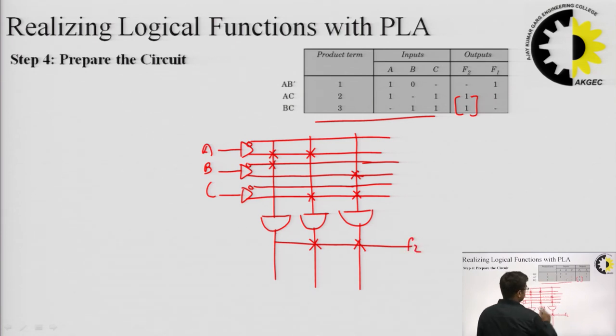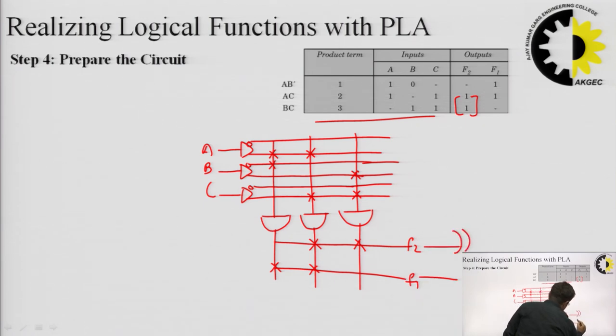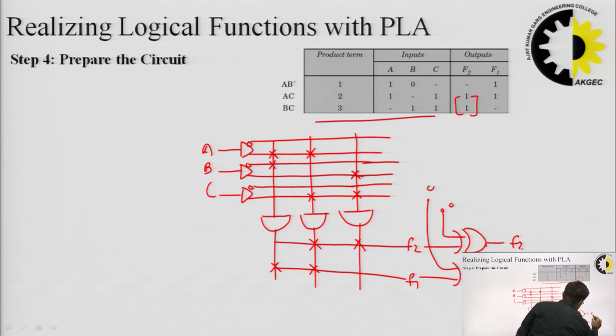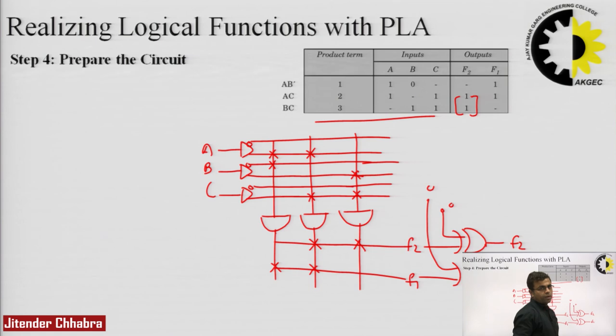And the first and second will be giving me F1. And further, there are XOR gates which I am not going to use. So, I will be connecting 0 to these inputs, so they will remain F2 and F1 only. If I needed the complemented version, then I would have placed 1s on these XOR inputs. So, in this way we can design any circuit using PLA. With this we come to the end of the lecture. Thank you.